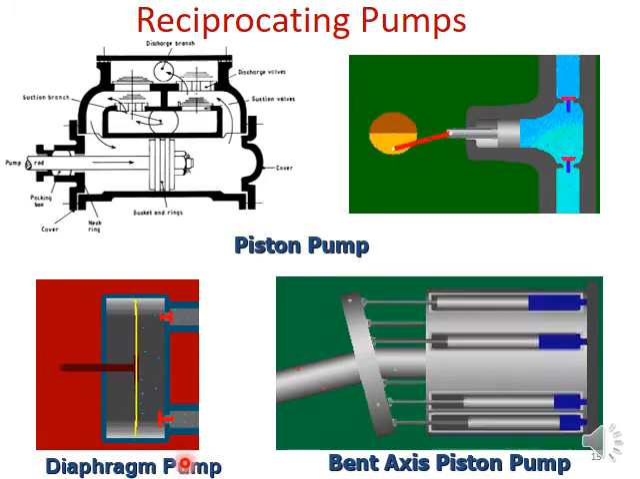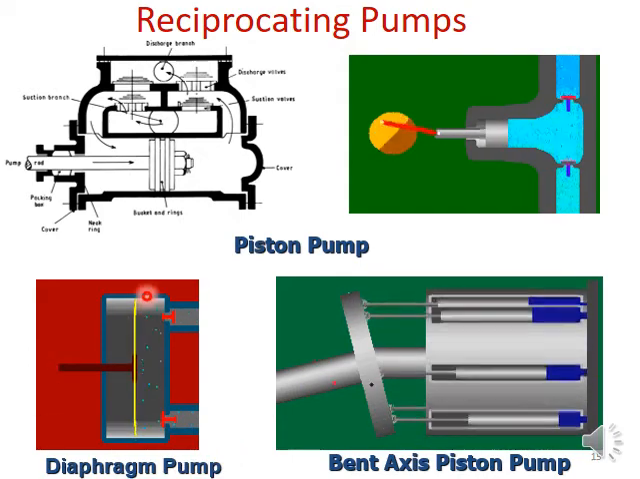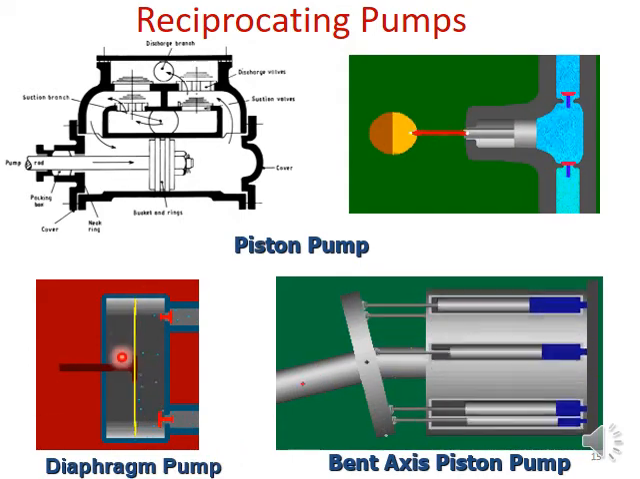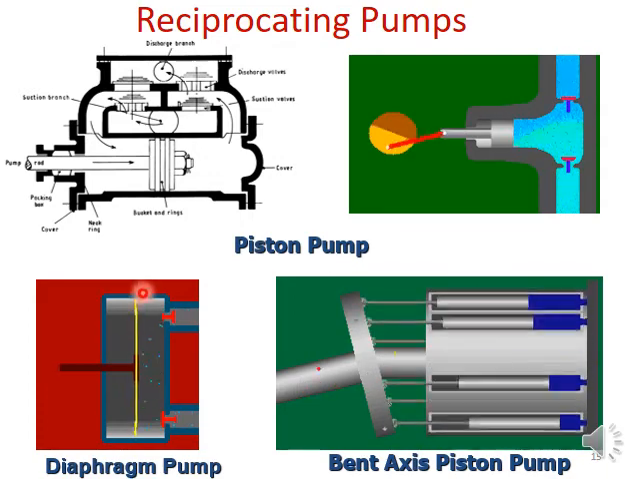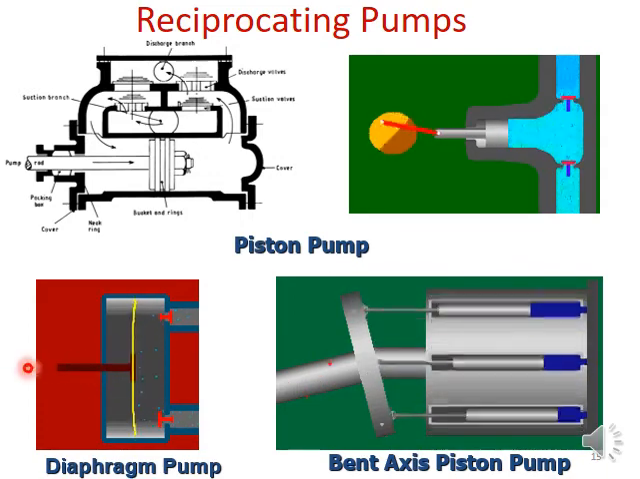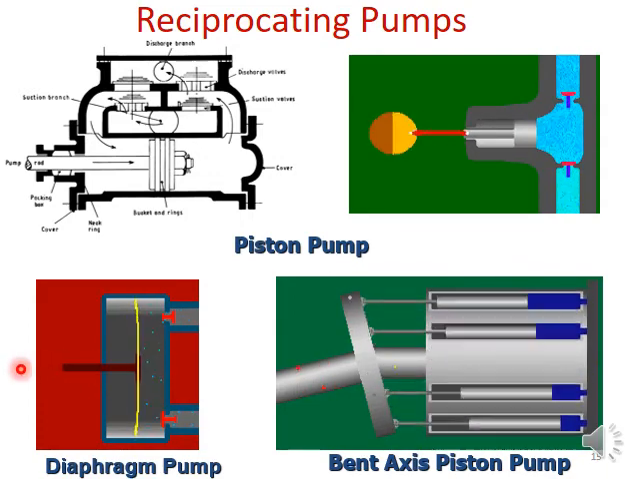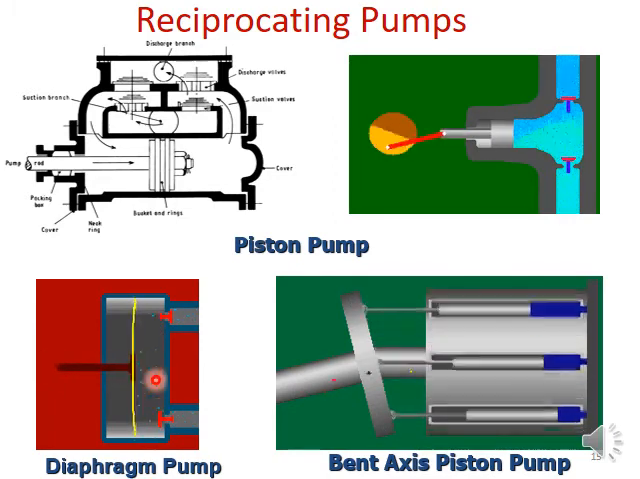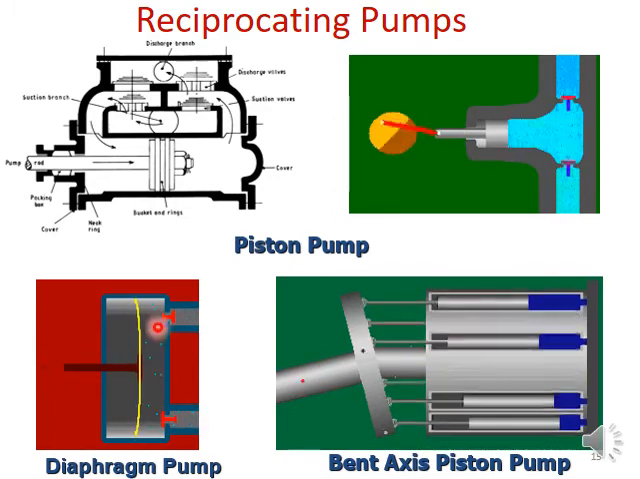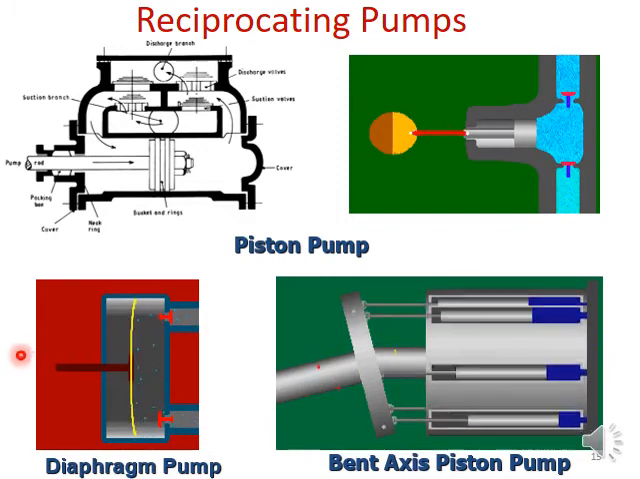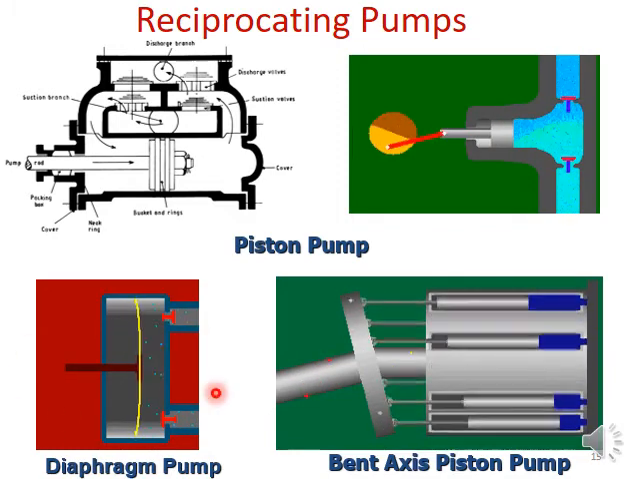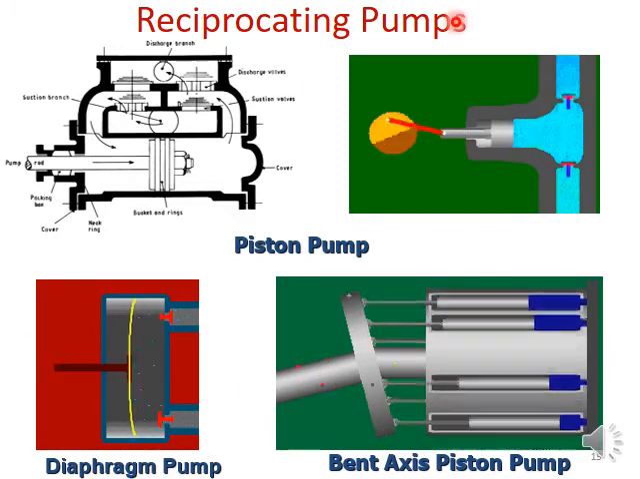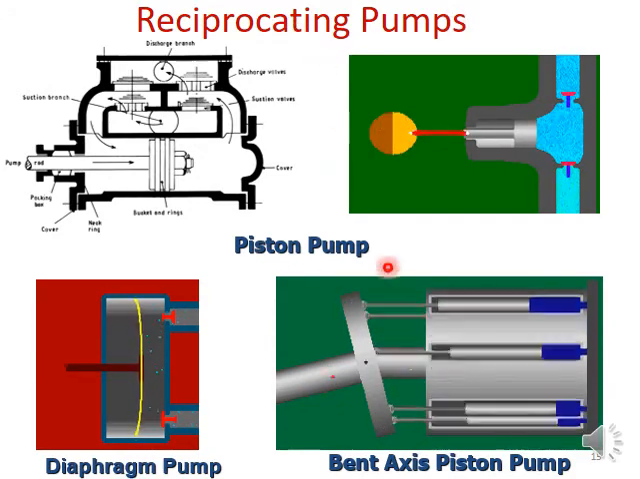It's called a diaphragm pump. This is the flexible diaphragm, which is in yellow color, and this is the reciprocating arm. You can see fluid is sucked in and is pumped out during a cycle. They are examples of reciprocating pumps.